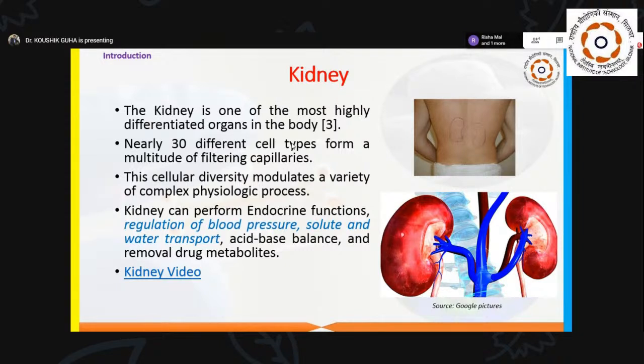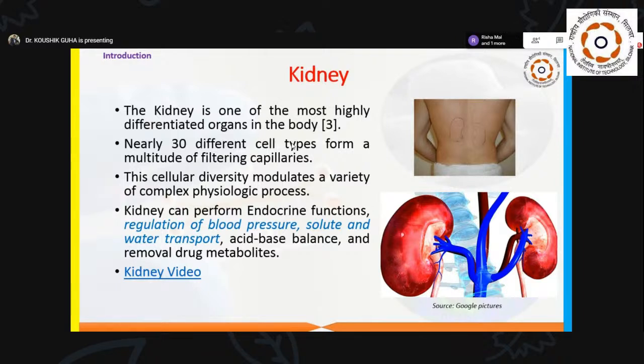Then regulation of blood pressure. Blood pressure is one of the very severe problems nowadays, not only in our country but across the globe, to maintain and regulate the blood pressure level inside our body, our organs, our cells, and our blood vessels. Everywhere, the kidney is also responsible for this type of regulation. Then solute and water transport, which I told you in the very first slide, is also one of the important functions of the kidney.